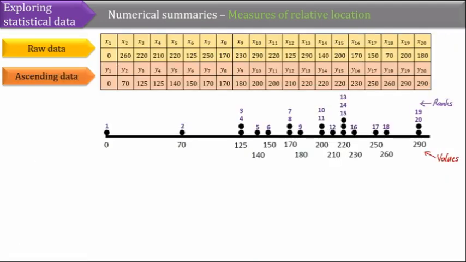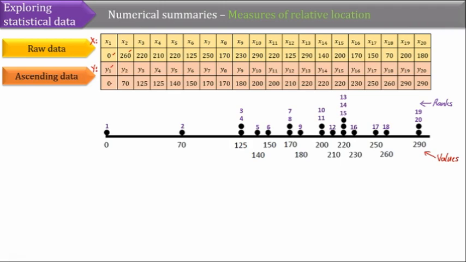So first of all, let's go back to the data set that I've been working with all along. We have raw data. So as they were observed, they were recorded. Capital X refers to the whole thing, right? All the observations. Lowercase x1 refers to the first value in the data set. Lowercase x2 the second, all the way up to x20. And the y's, y1 to y20, remember that is ascending data. Okay, we also refer to this as ordered values or ordered statistics.